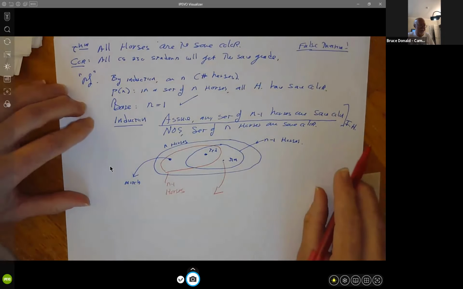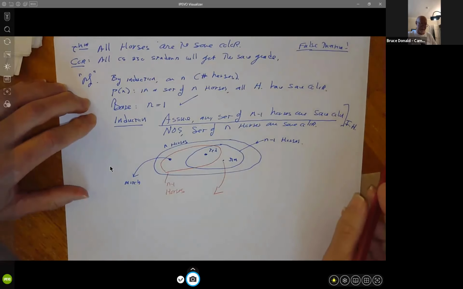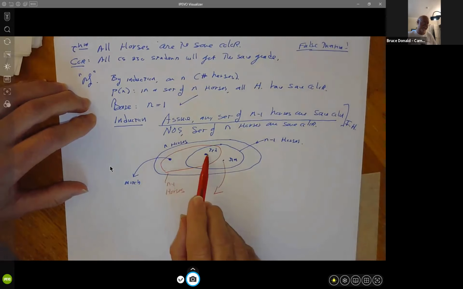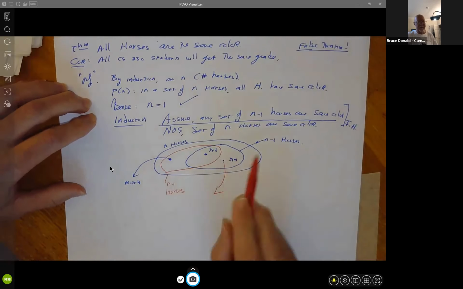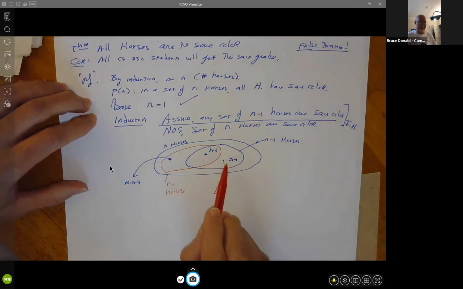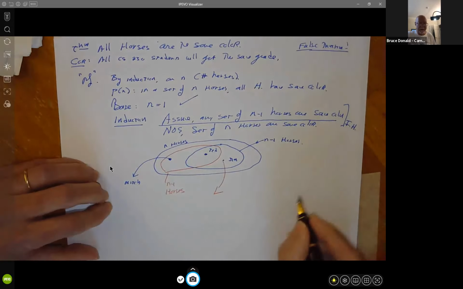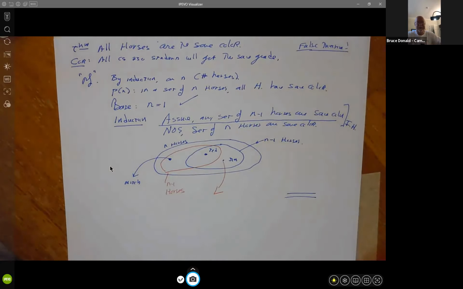However, same color is a transitive property. And so Mitch has the same color as Ted by my previous argument, and Ted has the same color as Jim by my previous argument. So therefore, Mitch, Ted, and Jim all have the same color, and the choice of Mitch, Ted, and Jim is completely arbitrary. And so I claim we have a proof that all horses are the same color. Okay. So what went wrong?